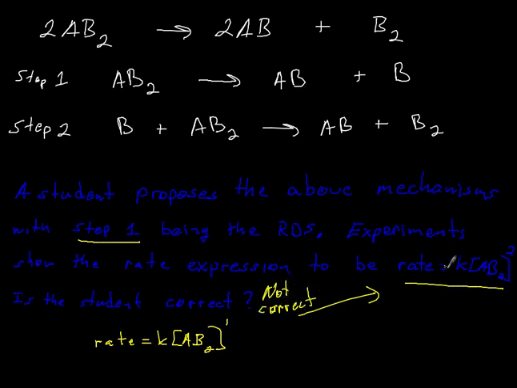And so is this mechanism even valid at all? Could this mechanism be a valid mechanism if that's the experimental rate? It could be if step 2 is the rate determining step. Because if you look at step 2 as the rate determining step, you would have B AB2 to the second, but B is an intermediate which comes from AB2, so that's going to be 2 AB2s. And that would be a valid mechanism and rate determining step proposal for that chemical reaction.